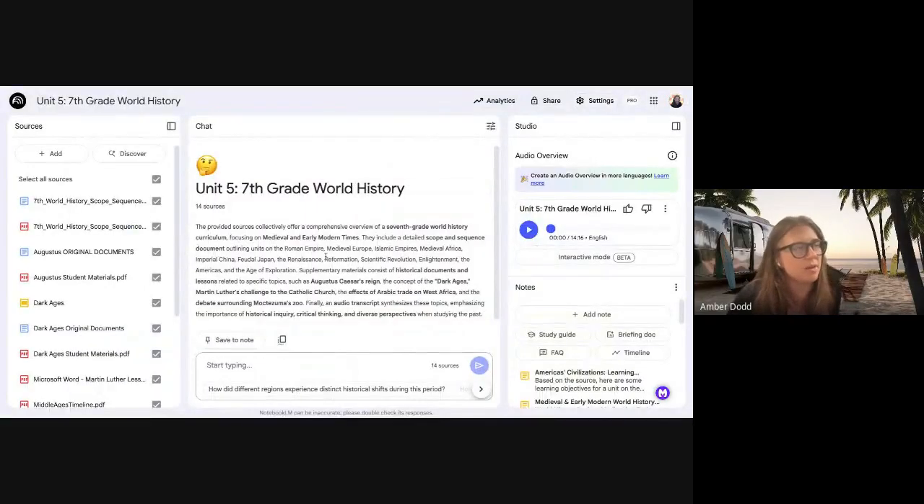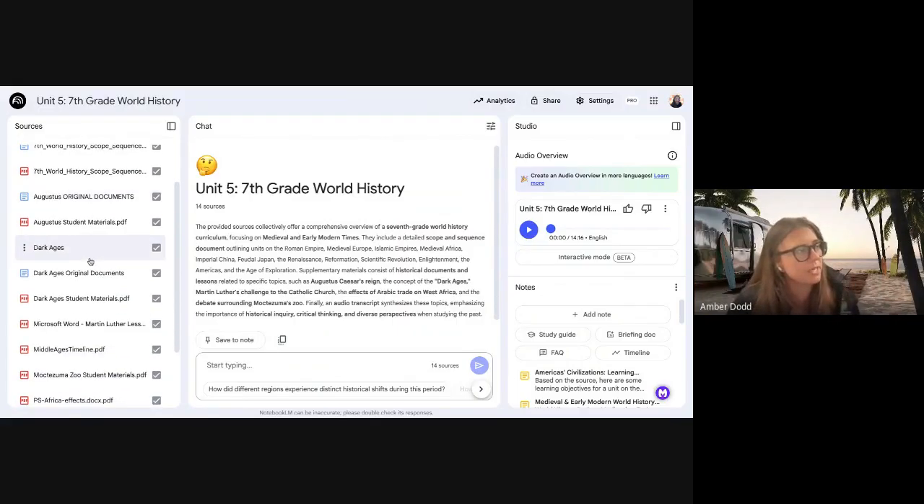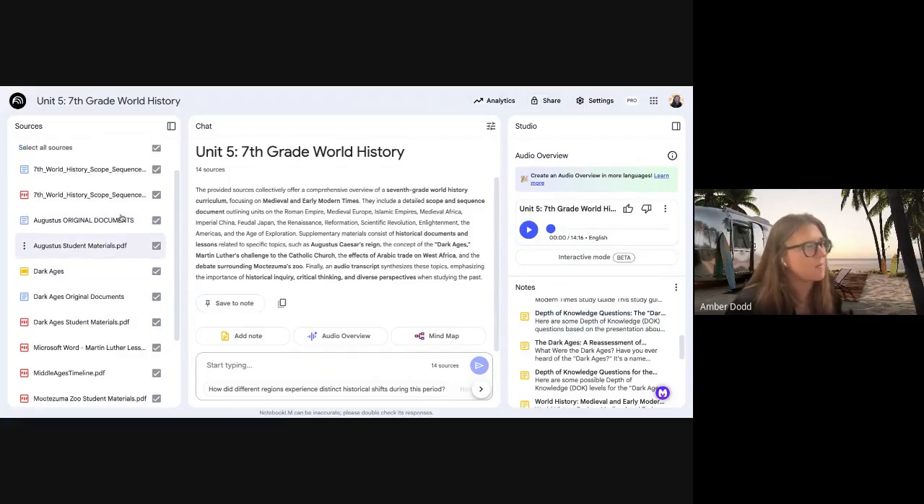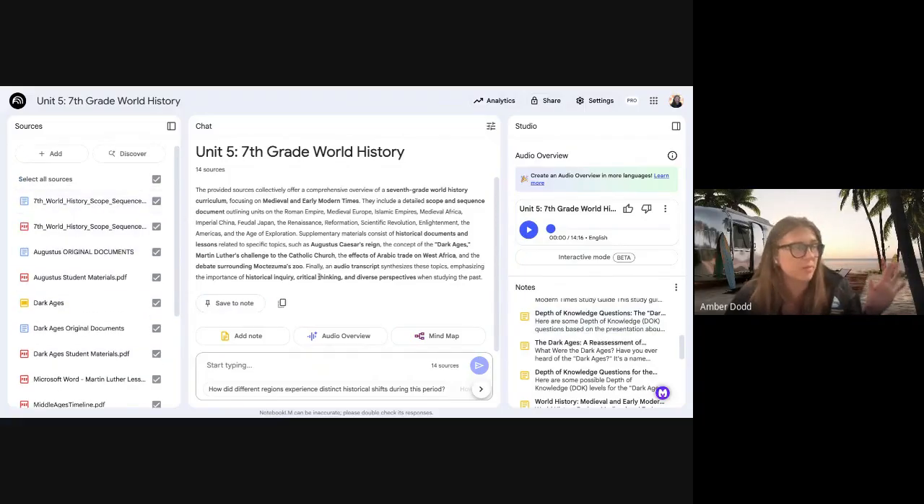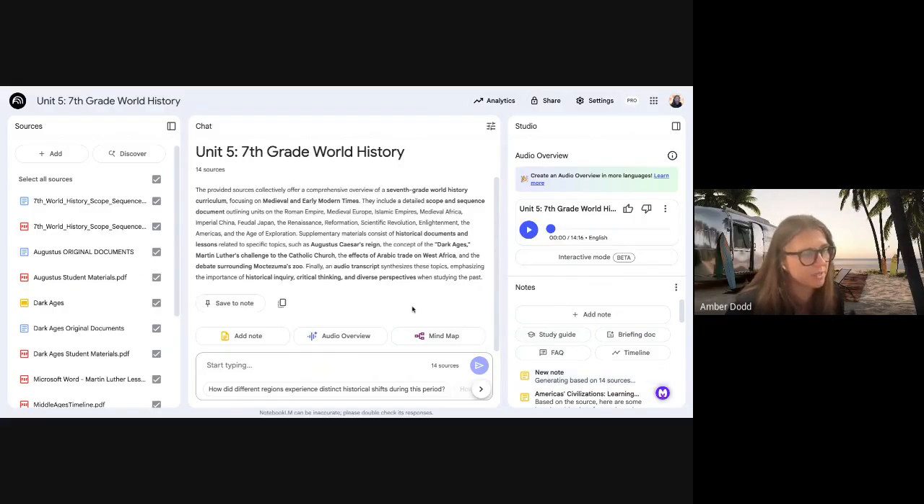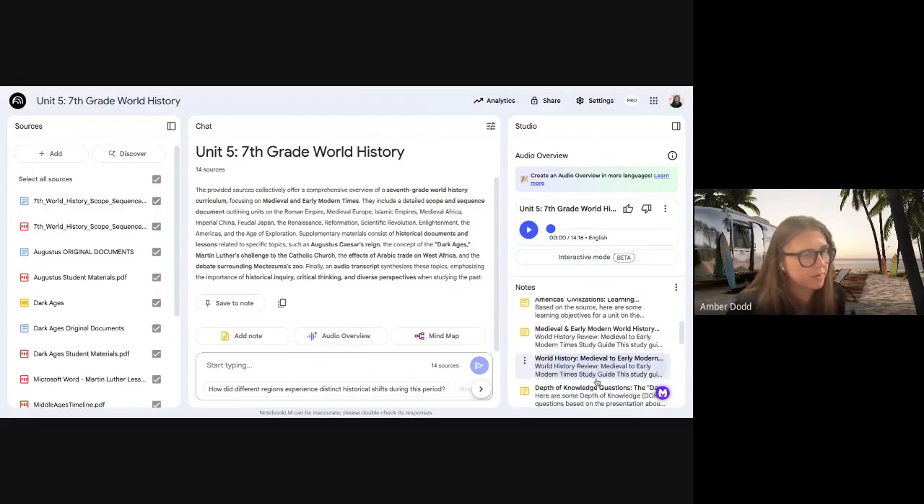But you can also put in, like, I did a 7th grade world history unit. I took all of the documents from unit 5 of the 7th grade world history curriculum and uploaded them into here. Now I can say things like, and I can choose as many sources as I want, so with this I have all the sources here. Now I need a study guide for unit 5. So it's generating the study guide. It's taking a minute to generate.